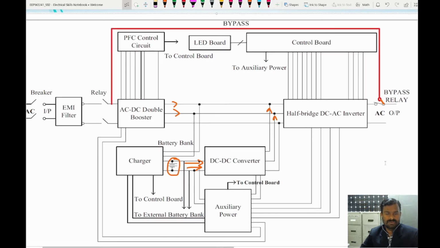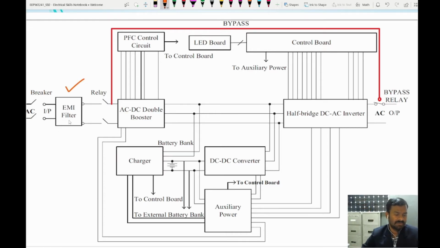So we are going to see a little more detailed block diagram here. We have an AC input, an EMI filter, electromagnetic interference filter, and a relay to turn on and turn off, a DPST relay. And we have an AC to DC double booster, which is nothing but a rectifier and voltage boosting device.